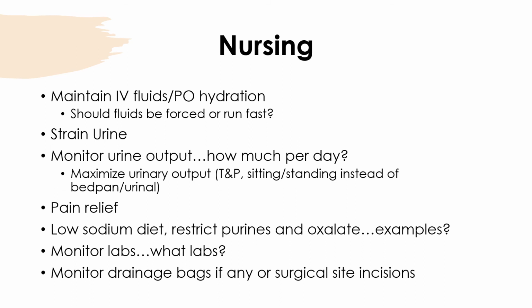So a low sodium diet is really important. We will need to restrict purines and oxalates. Some examples for that, again: spinach, rhubarb, asparagus, cabbage, tomatoes, beets, nuts, chocolate, cocoa, and coffee are all really good examples of an oxalate diet. More examples of purines, like a high animal protein diet, would be sardines, mussels, liver, kidney, venison, herring.